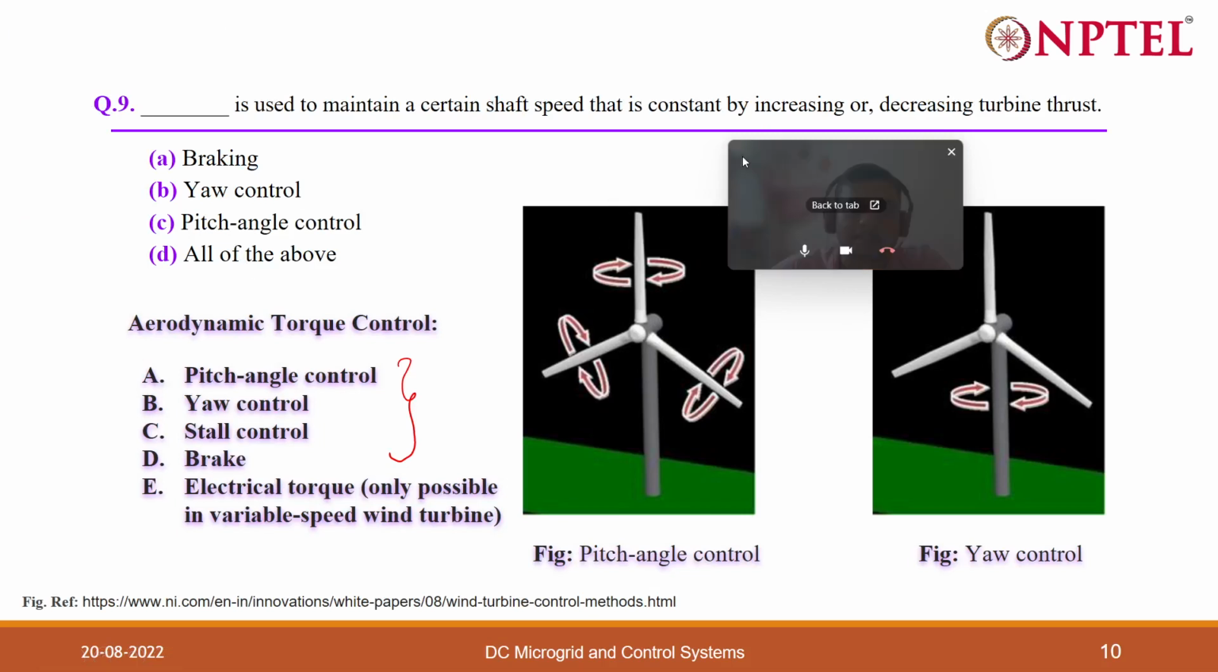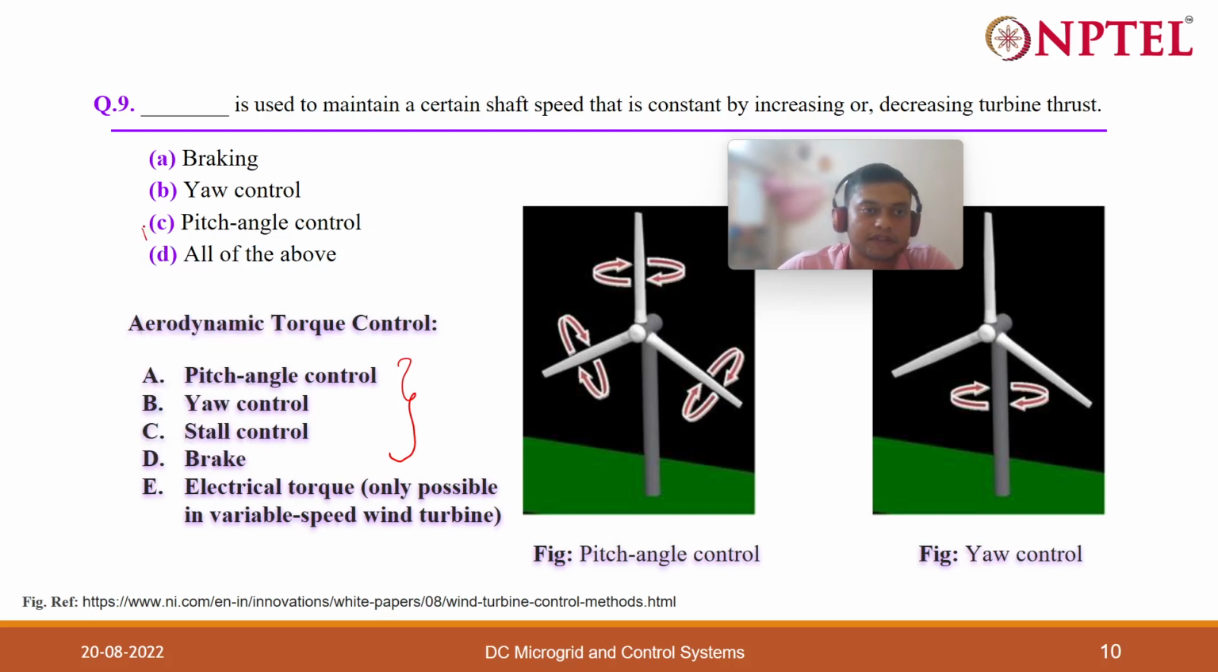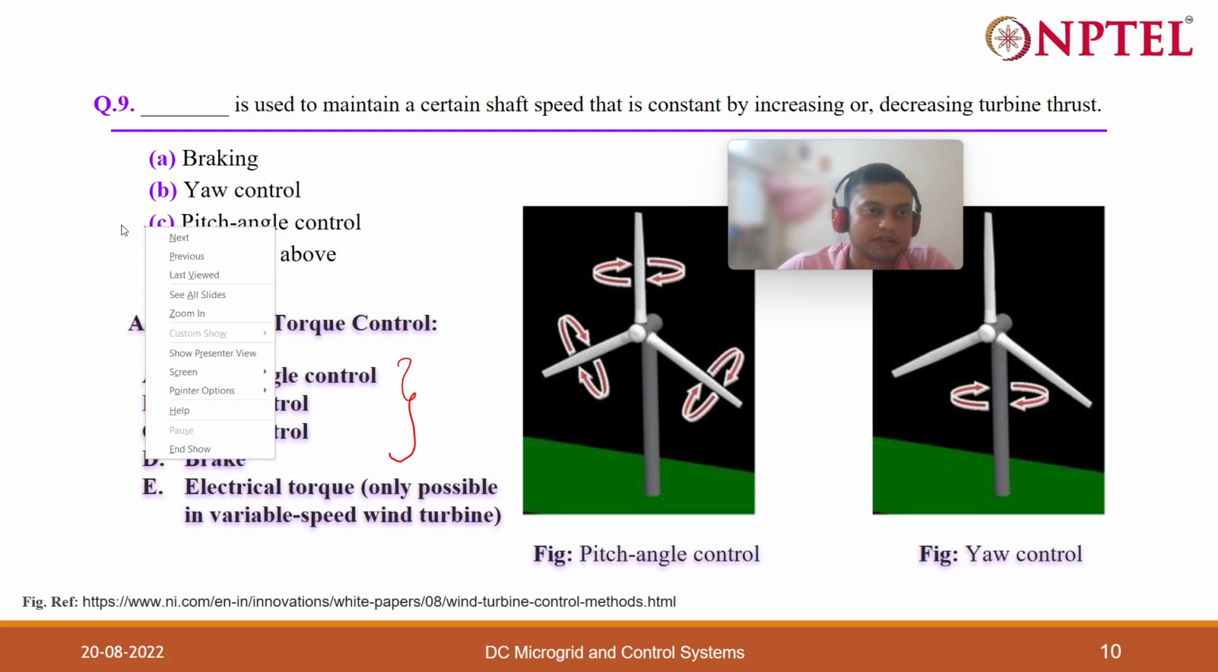So for the turbine thrust, by increasing or decreasing turbine thrust, we use this pitch angle control to maintain a certain shaft speed. So the correct answer for this question is option C.